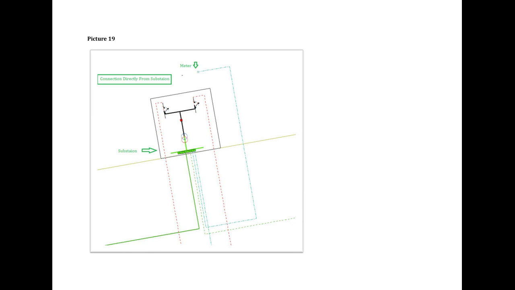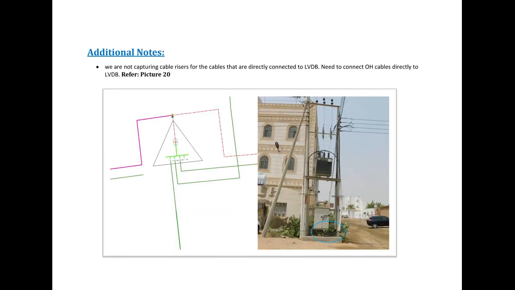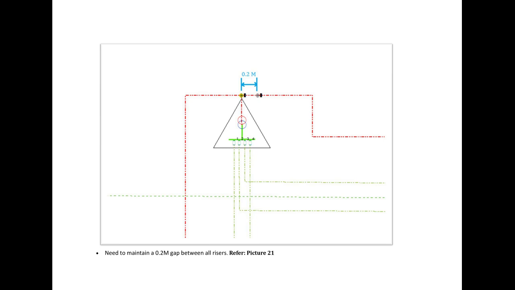Picture 18. Additional notes. We are not capturing cable risers for the cables that are directly connected to LVDB. Need to connect OH cables directly to LVDB. Refer to Picture 20. Need to maintain a 0.2 m gap between all risers. Refer to Picture 21. We have placed all the cable risers with proof of survey photographs only.